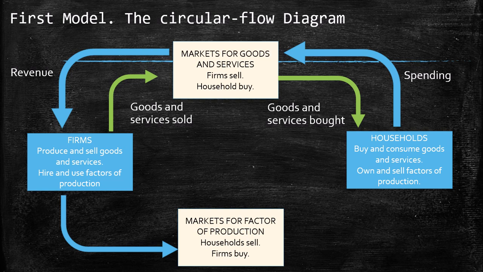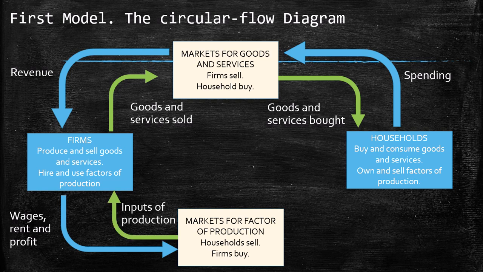So how do the firms interact with these factors? They pay for these factors through wages, which is for labor, rent, which is for land, and profit, which is for the capital that they have to pay. But instead of paying that, what do they receive? They receive the inputs of production, which is the same thing, the factors of production.